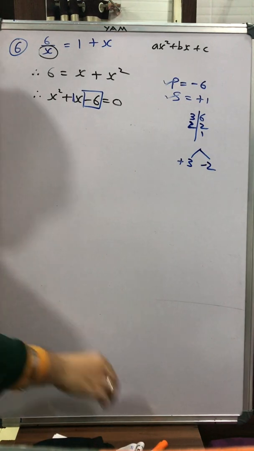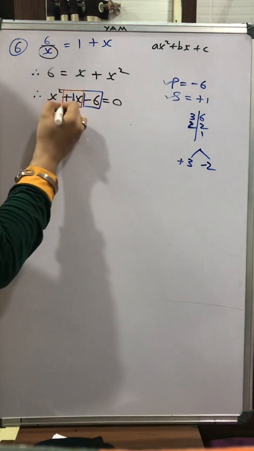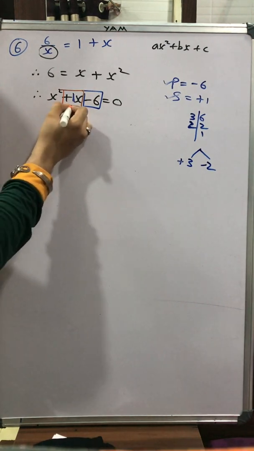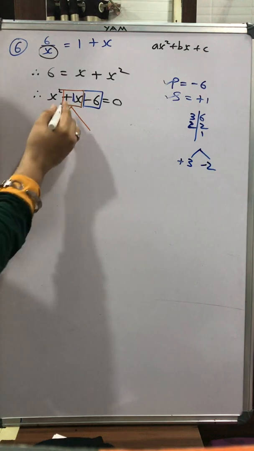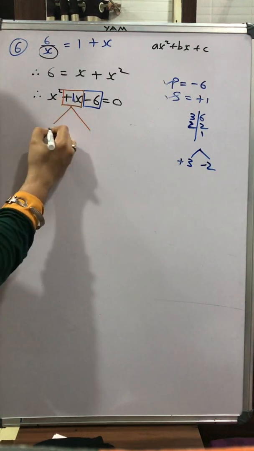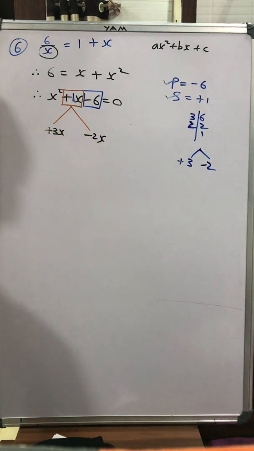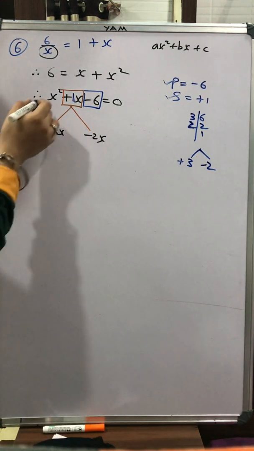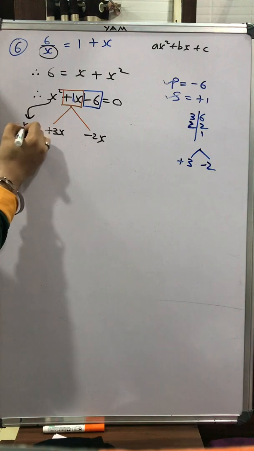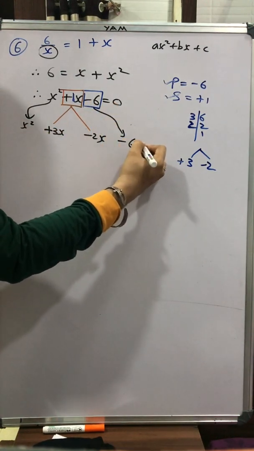Over here, what is our middle term, students? Our middle term over here is +1x. So I'll be splitting up this +1x. Instead of this +1x, I'll write +3x, and I will write -2x. Why so? Because the method which we are following is called splitting of middle term. This x square will be copied as it is, and this -6 will be copied as it is, equal to 0.